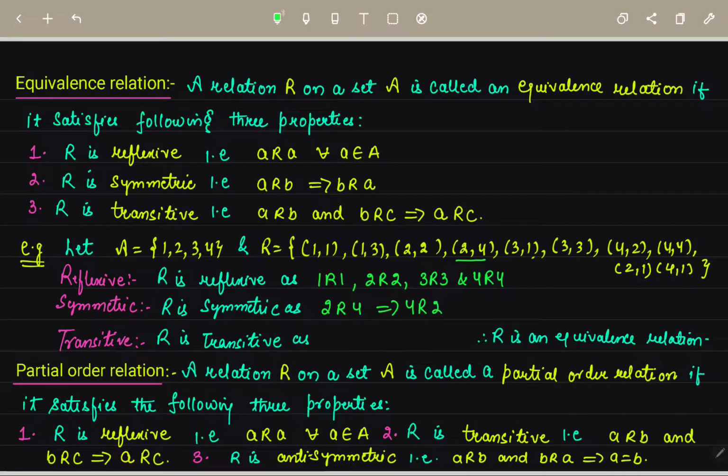Next is the transitive. So for this we have to show if A is related to B and B is related to C, then A is related to C. So for this I will take this pair: 4 is related to 2 and 2 is related to 1, which implies 4 is related to 1, and this also belongs to this relation. So clearly it satisfies all these properties. So hence this R is an equivalence relation.